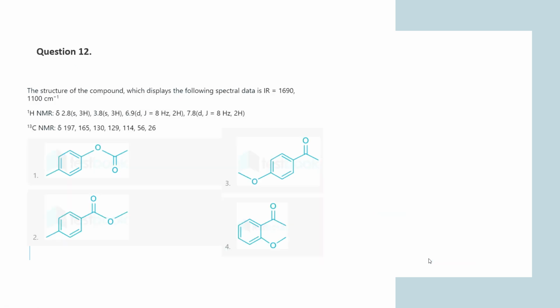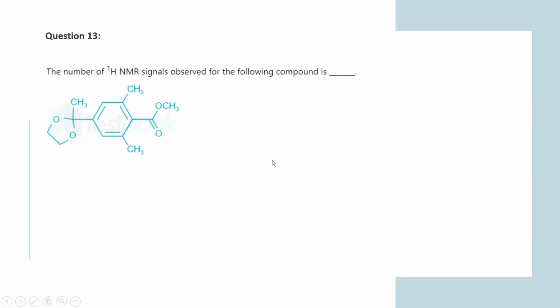Again, in the next question, we took help of both 1H NMR and 13C NMR and tried to solve the structure of an organic compound, and we observed that option number 3 was the correct answer, which contained two types of aromatic protons. And lastly, we again tried to figure out how many 1H NMR signals would be observed for this given compound.